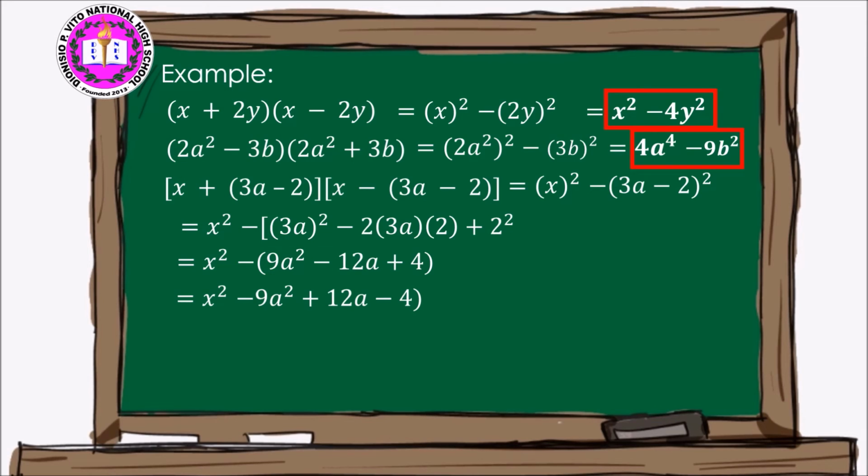x squared, negative times 9a squared is equal to negative 9a squared. Negative times negative 12a is equal to positive 12a. Negative times positive 4 is equal to negative 4. Therefore, we have x squared minus 9a squared plus 12a minus 4.